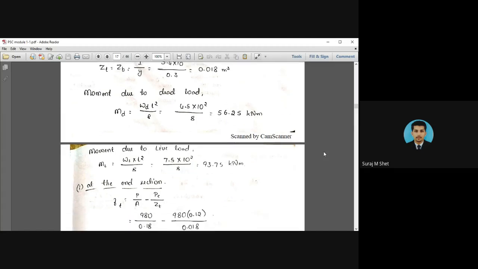So this is the moment due to live load. What is the live load they have given? 7.5. So it is the same formula, just interchange. Instead of the dead load 4.5, just interchange with 7.5. Just substitute and calculate. This is the live load moment and the dead load moment.